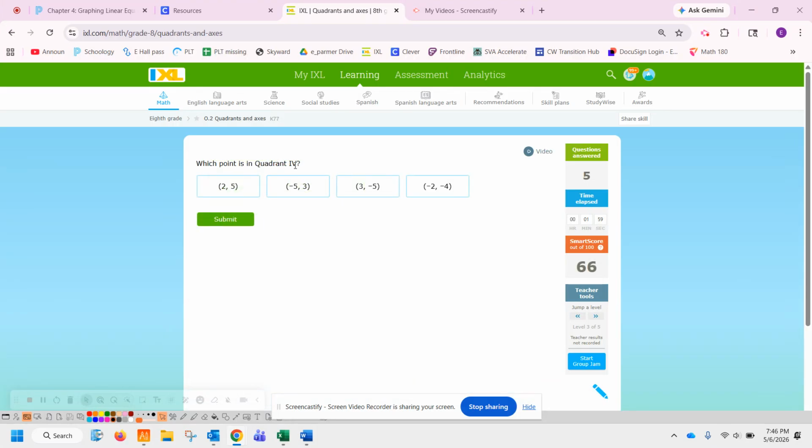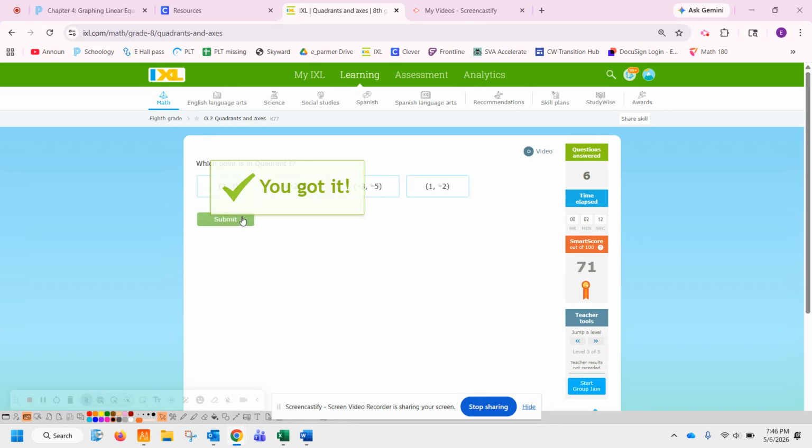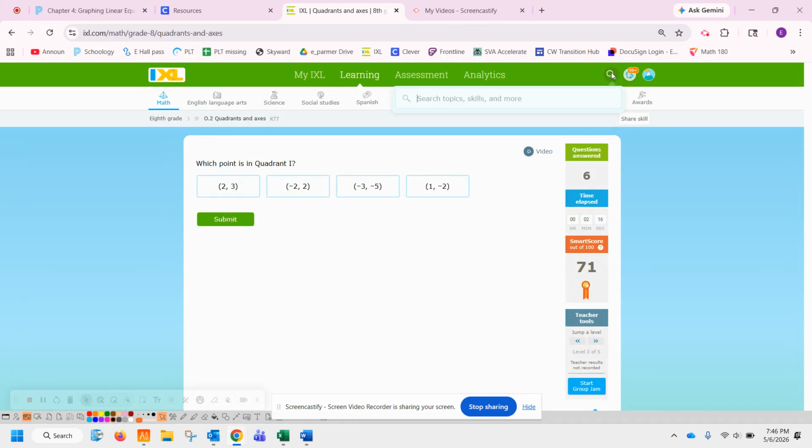Okay. Quadrant 4 is, if you remember, to the right and then down. So it's going to be a positive x value, but a negative y value. Okay. So that takes care of K77.